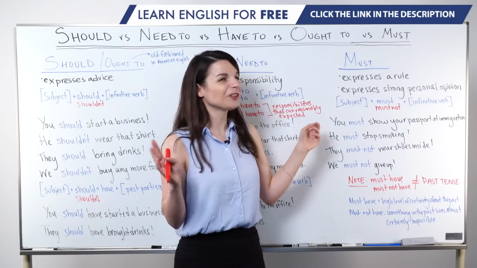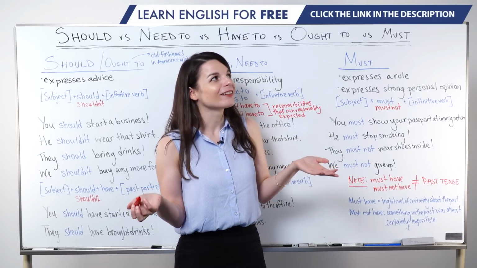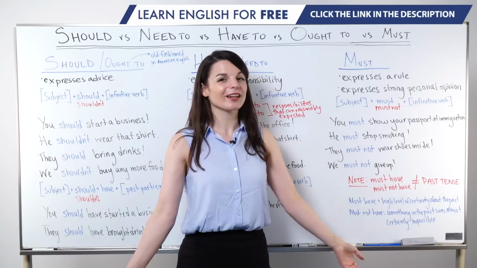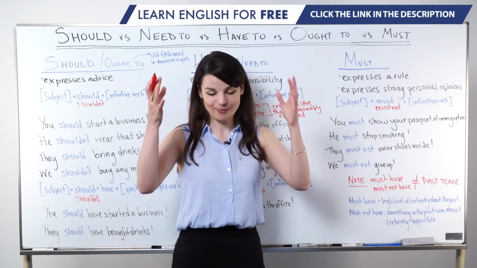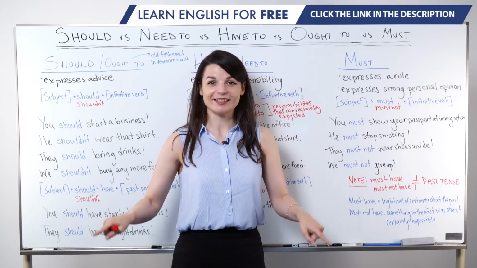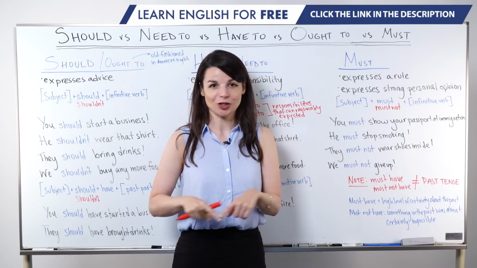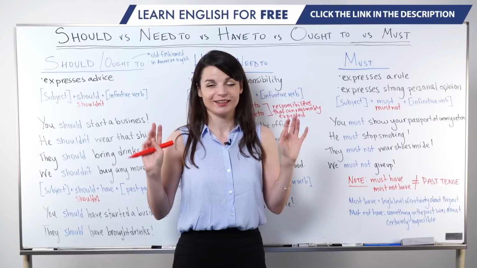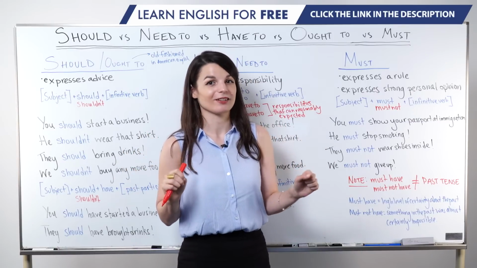So, how do you know? Is it a rule or is it personal opinion? Usually you can understand from the context of the situation. So this is a rule. You see this on a sign at the airport: Passengers must show their passports at immigration. So from context you can understand.